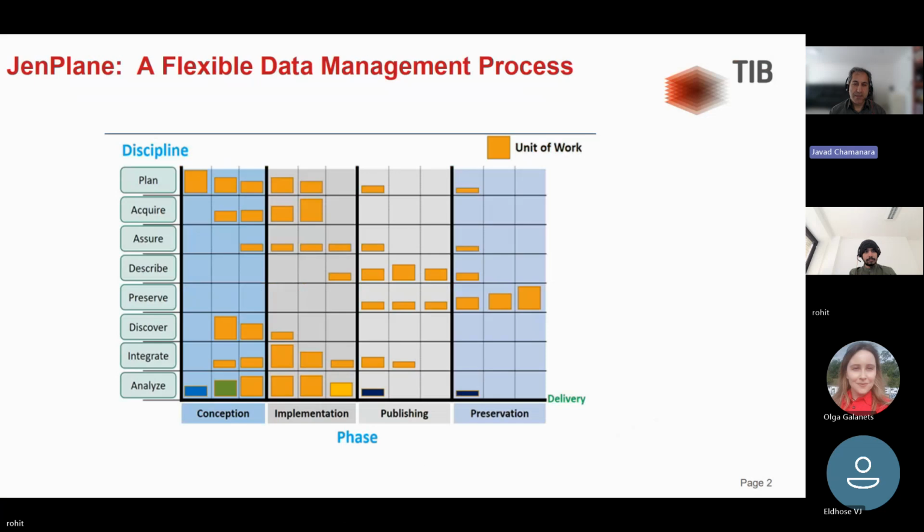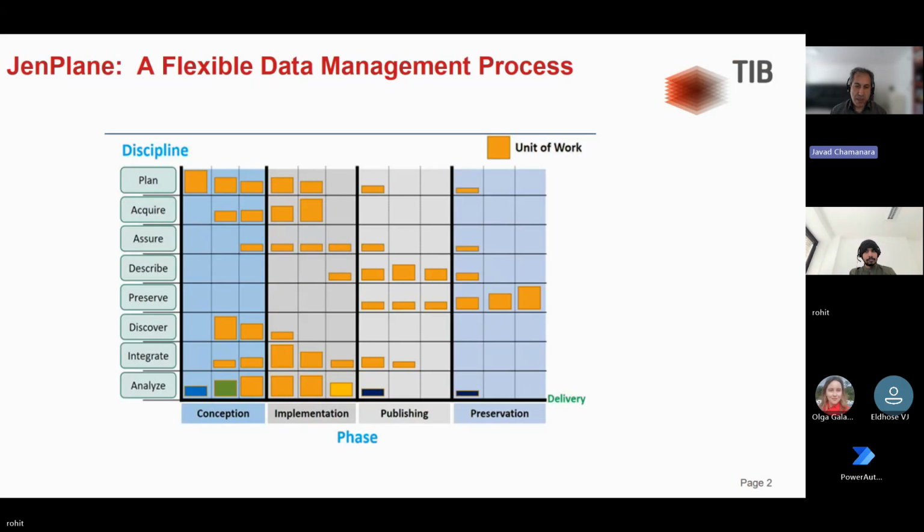The power that this JenPlane data management process gives you is that you are flexible in choosing when and how much you need each of these categories of disciplines. If you look here at the analysis, for example, in the consumption phase, you do some experimentation to find out which analysis is fit for you. Then in the implementation phase, you do a lot of analysis, but in the publishing and preservation, you are just double checking whether your analysis was okay. So the amount of work and effort that you have to put in the analysis changes from phase to phase.